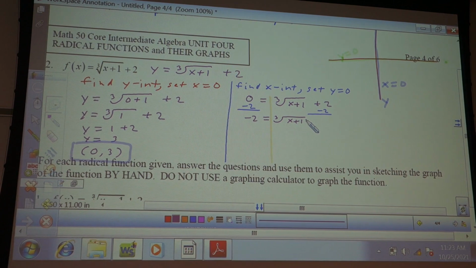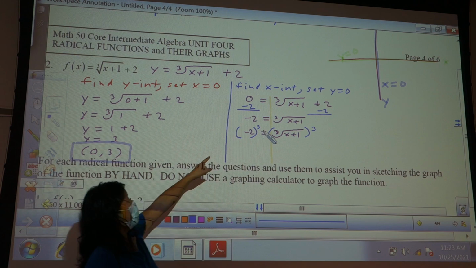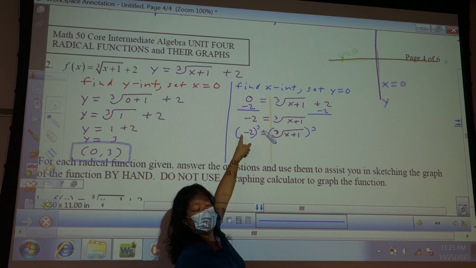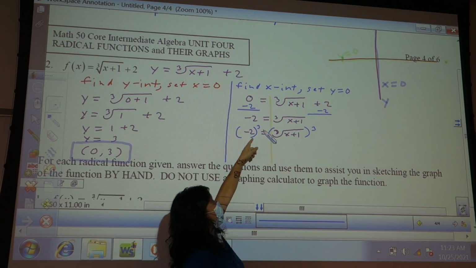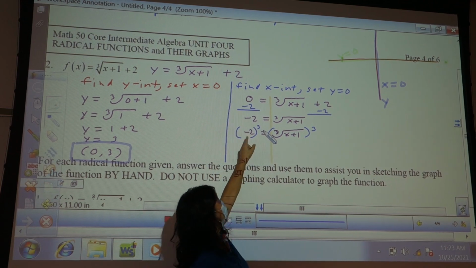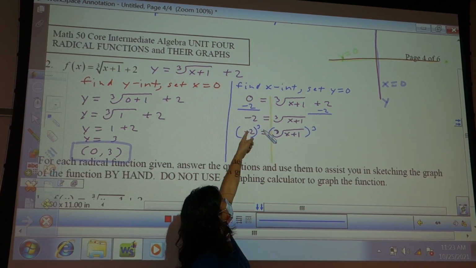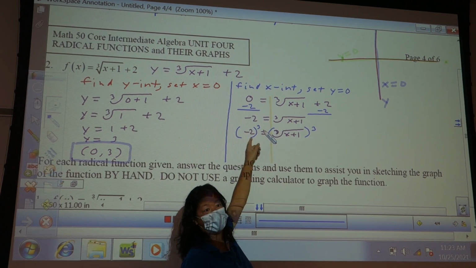In other words, we're going to raise everything to the third power. So I'm going to raise this whole side to the third power, this whole side to the third power. When I do that, does it include the negative symbol? Yes, it's the entire side. So make sure that, like if it was a square root, we would include the negative symbol, the whole thing.